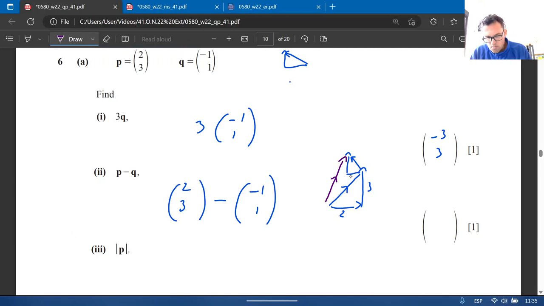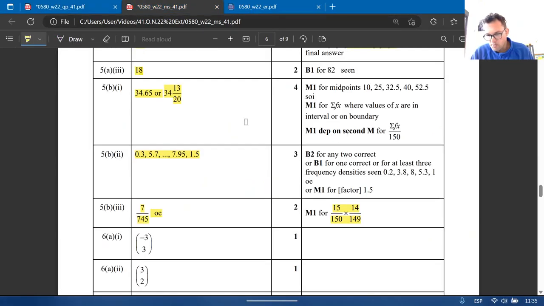Okay, meaning 2 minus minus 1 is the same as 2 plus 1, that's 3. 3 minus 1 is 2. So the vector is 3, 2. That's all. You just subtract the one from the other. 3 minus 3, 3, 2.